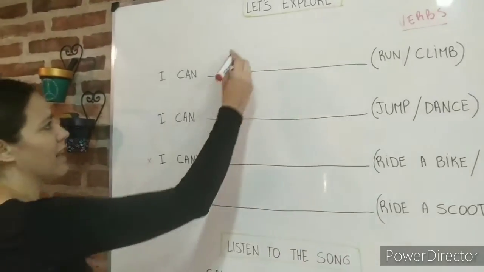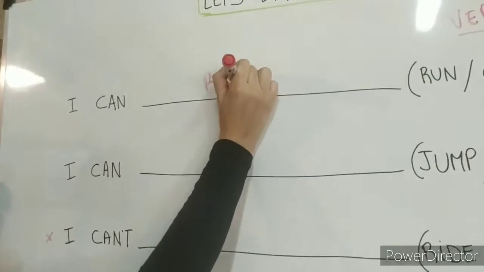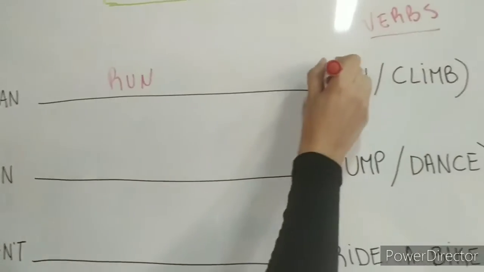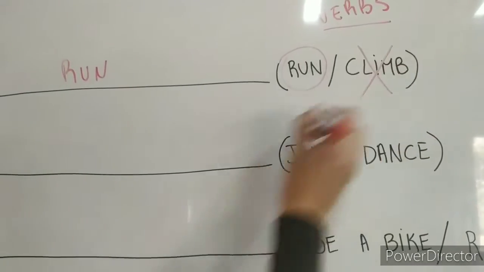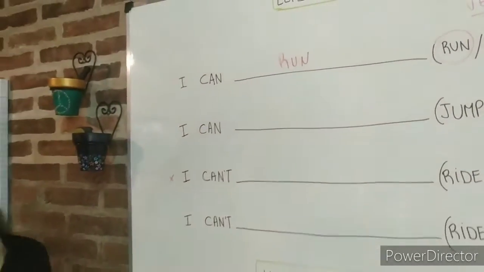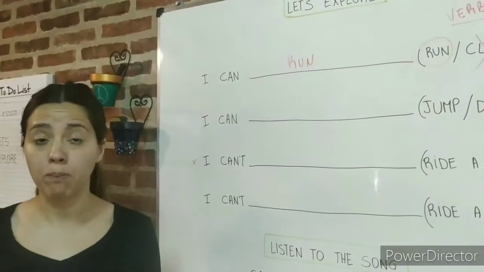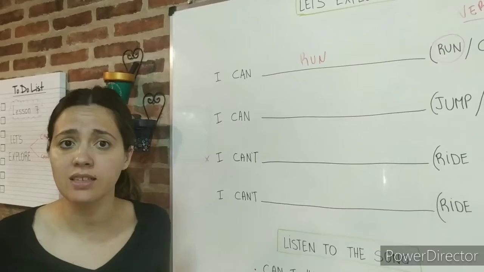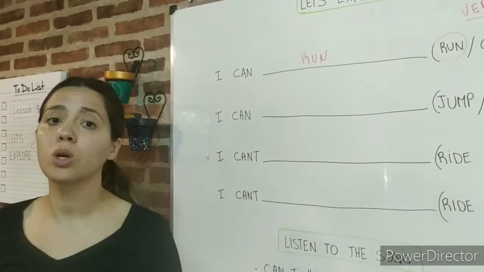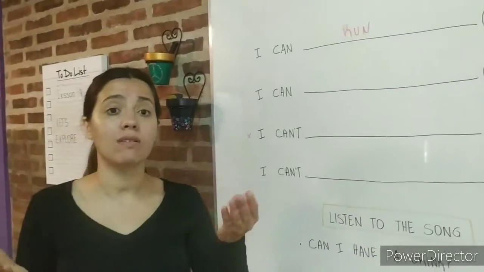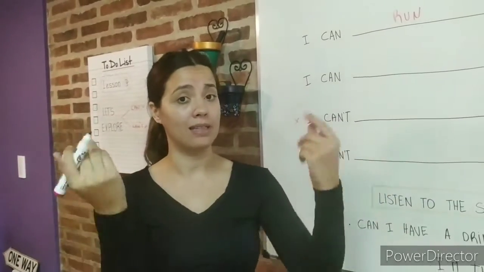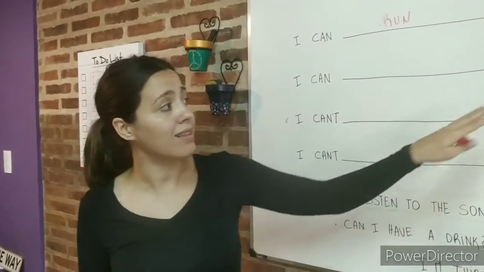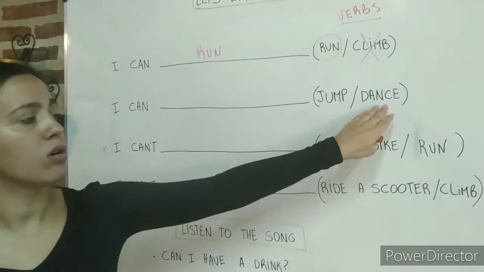Ok, he's running. So, I can run. ¿Cuál elegí? Esta. Y a climb le hago una cruz. ¿Ok? Very good. So, I can run. Ponemos I can, que puede porque él va corriendo bien, ¿no? O sea, lo logra. ¿Yes? So, now we're going to go to the following. ¿Yes? You will have to help me, me van a tener que ayudar, a decidir cuál de estas dos acciones va. ¿Sí? Jump or dance.